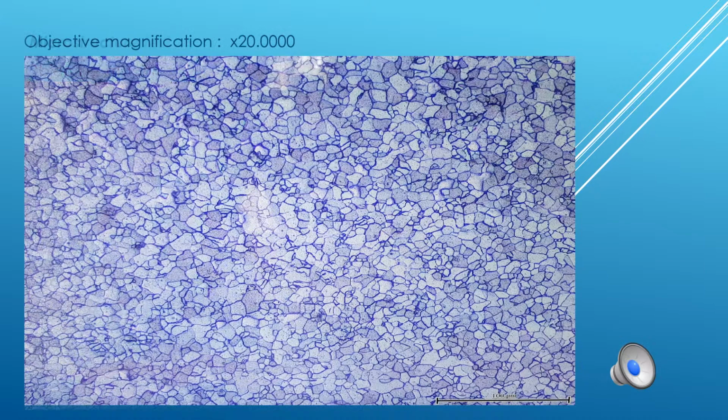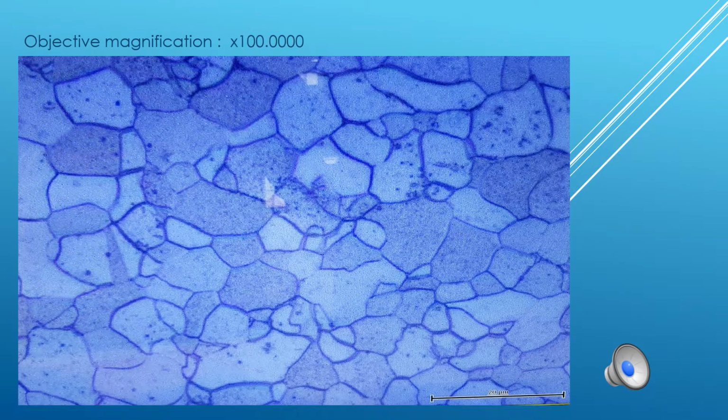The surface of the sample that underwent the microstructure test at an objective magnification of times 10 can be seen here. The outcome for the surface of the sample that underwent the microstructure test at an objective magnification of times 20 can be seen here. Lastly, the surface of the sample that underwent the microstructure test at an objective magnification of times 100 can also be seen here.